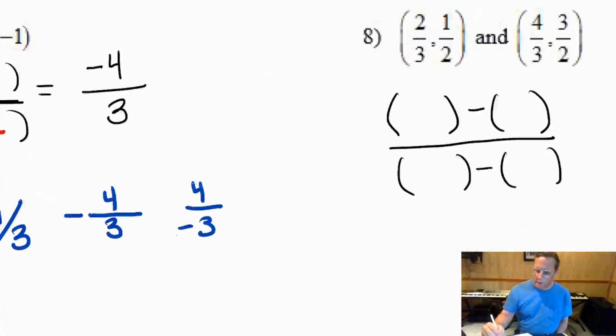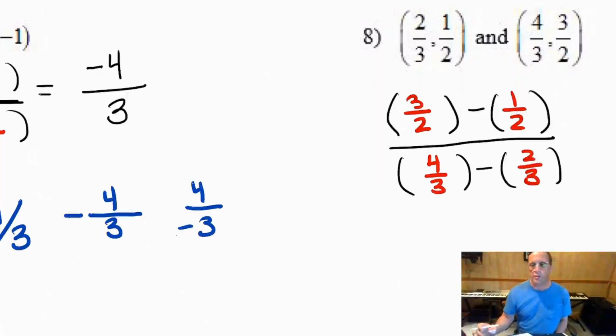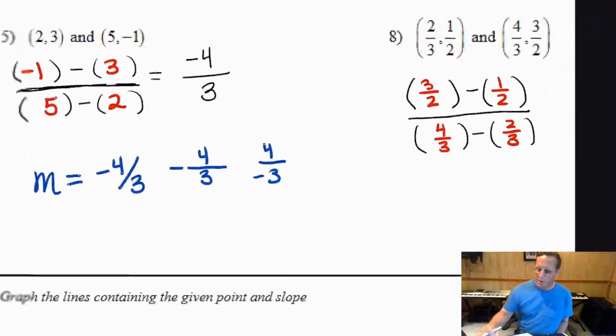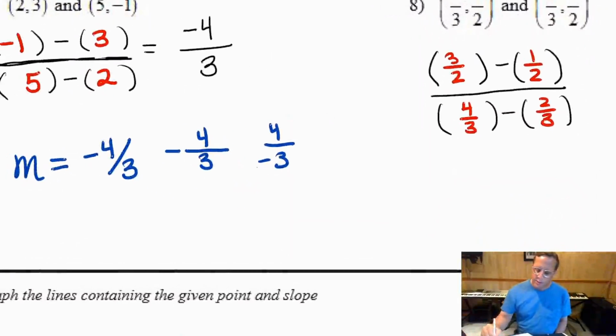So for number 8, go ahead and just put these fractions in. We got 3/2 minus 1/2. And in the denominator, we have 4/3 minus 2/3. Well, lucky for us, we have like denominators, so we don't have to find an LCD here. And so 3/2 minus 1/2, that is 2/2. And 4/3 minus 2/3, that's 1/3.